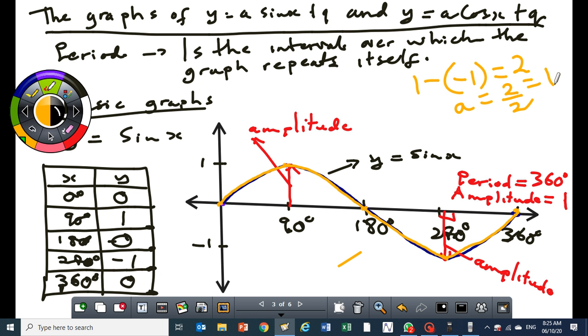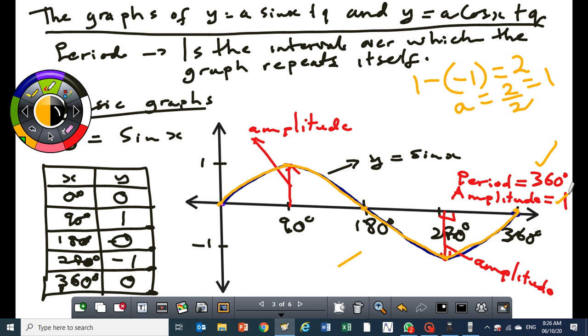Now, there are some key things here that you need to be aware of. Number one, the period of the graph is 360 degrees. I'm going to repeat again. Period is an interval over which the graph repeats itself. So after 360 degrees, this graph will repeat itself. Every 360 degrees, it repeats itself. The amplitude is 1.